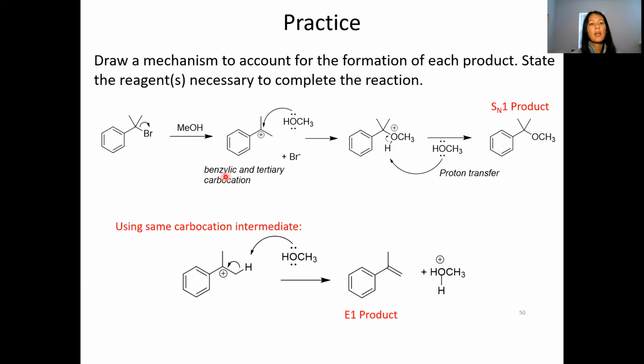The second product, and I should have written heat here, generally heat will favor elimination products also. So since you get both, you could do methanol plus heat, just like we've seen water plus heat. Starting with the exact same carbocation intermediate here, I'm just showing a beta hydrogen. And I could deprotonate that hydrogen. These electrons in this bond can come and form a pi bond, and I get my E1 product and the methanol that's protonated. So those are your two mechanisms for forming both of those products.